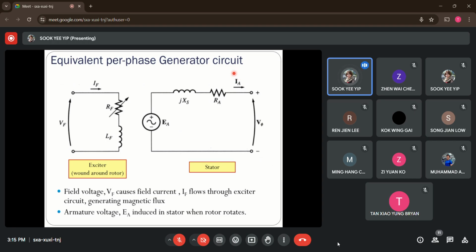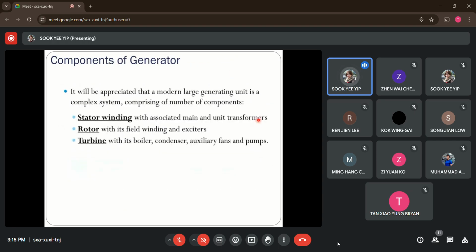Now let's see the next slide here. We will look into the components that make up a generator. A modern large generating unit is actually a complex system. It consists of a number of mechanical as well as electrical components, including the stator winding. The stator winding will connect to the main and unit transformer that is typically found for larger size generators.